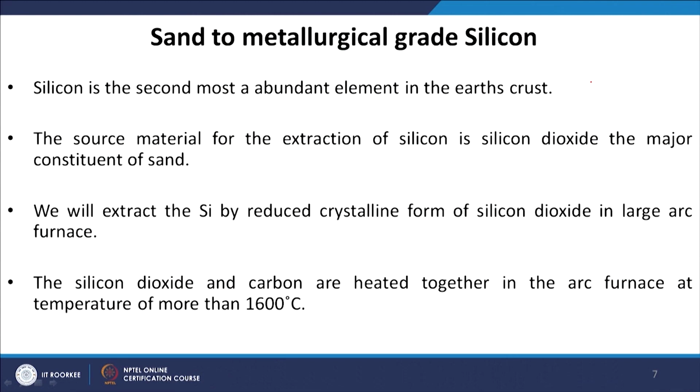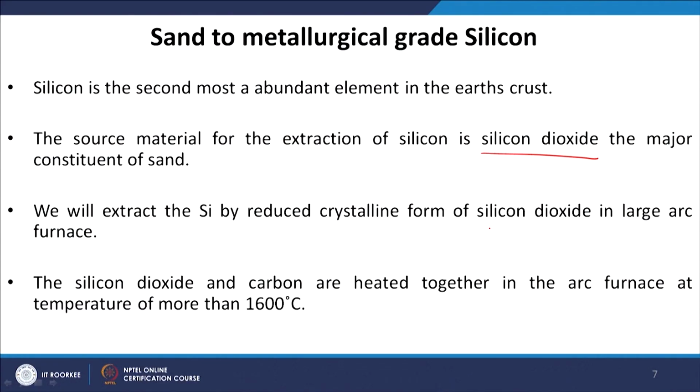The source material for the extraction of the silicon is silicon dioxide, that is the major constituent of the sand. So, sand has silicon dioxide. Nowadays there are a lot of other materials, like some biological materials, which people are using to extract the silicon, but commonly for an industrial process the silicon is obtained from the sand which contains silicon dioxide.